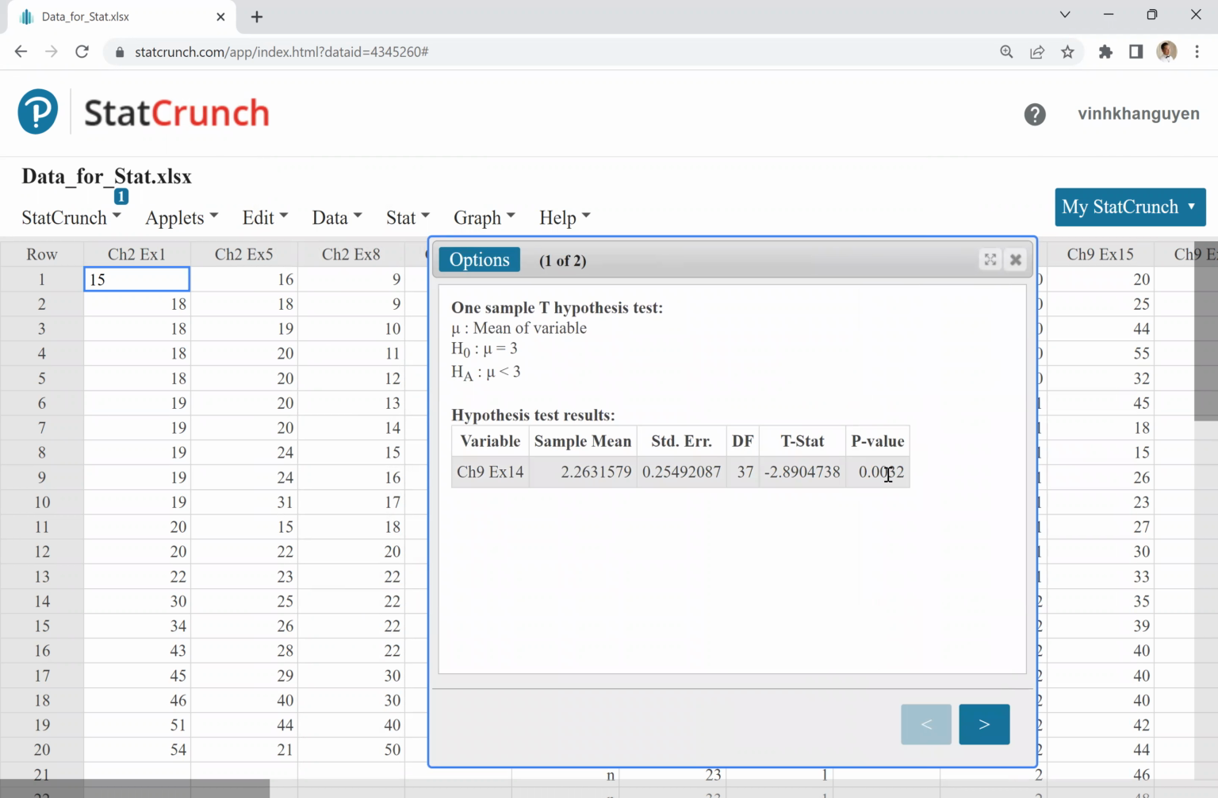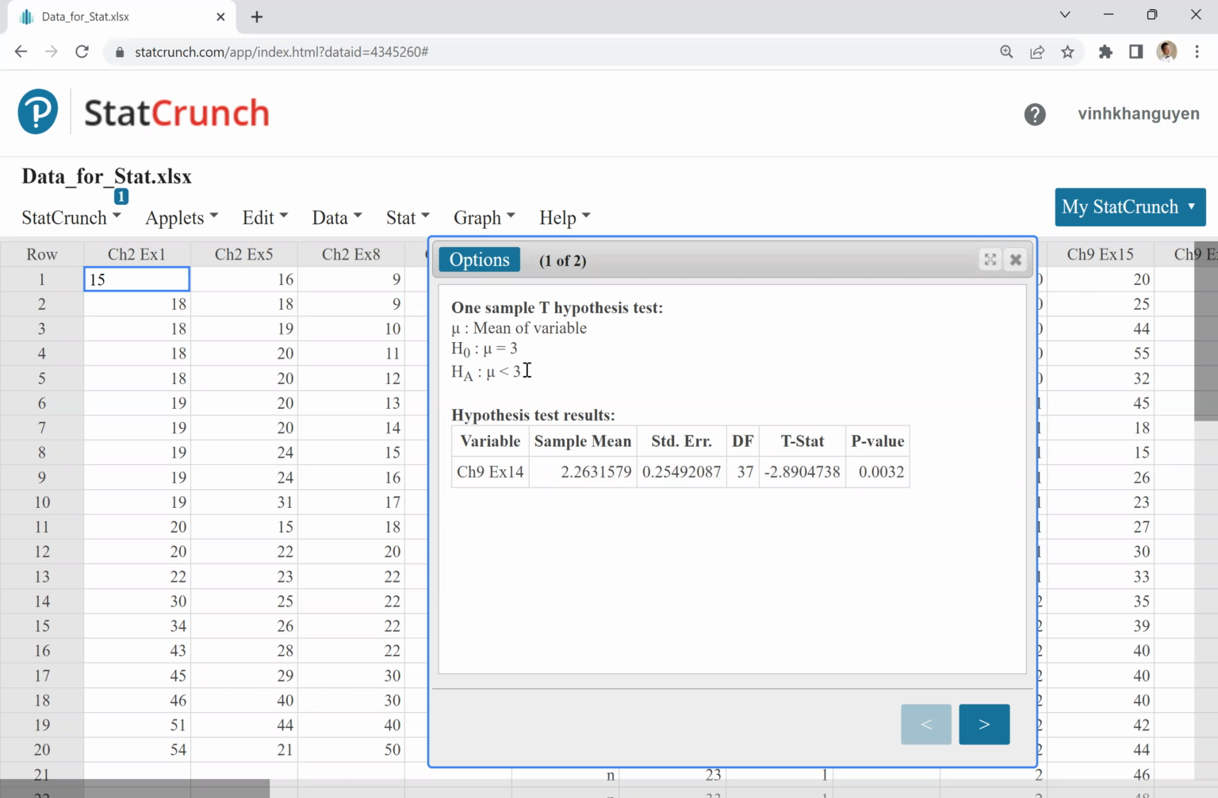This is the p-value. Well, it is smaller than 5%. It is 0.32%. We reject the null hypothesis, and we have sufficient evidence to support the alternative hypothesis, which is the claim.